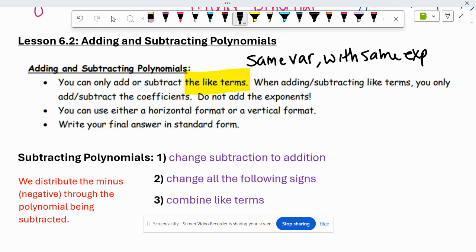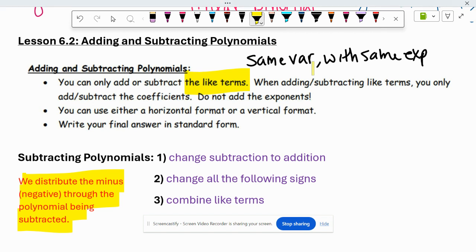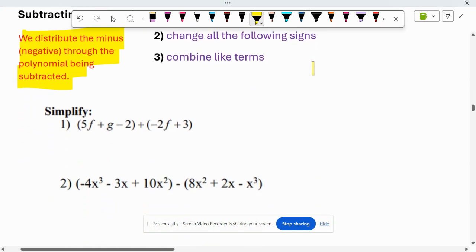The other thing is when you subtract polynomials, it says that you change subtraction to addition. Well, remember that when you subtract, you have a negative outside of a parenthesis, right? So we're going to distribute that negative, or that minus sign, through the entire parenthesis grouping. That's how we remember to make everything negative. If we don't do that, we typically only subtract the first term and then the rest of them we add together.